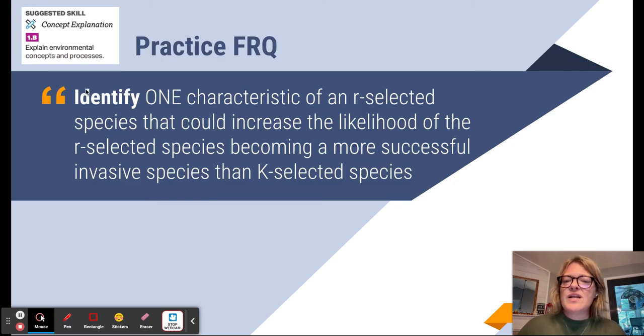So we've moved on here to our practice FRQ: identify one characteristic of an R-selected species that could increase the likelihood of the R-selected species becoming a more successful invasive species than K-selected species. So in other words, why are R-selected species generally invasive species, whereas K-selected species are not?